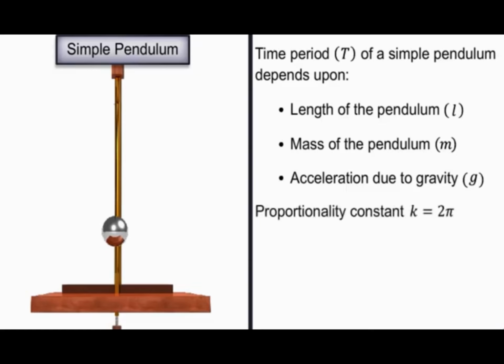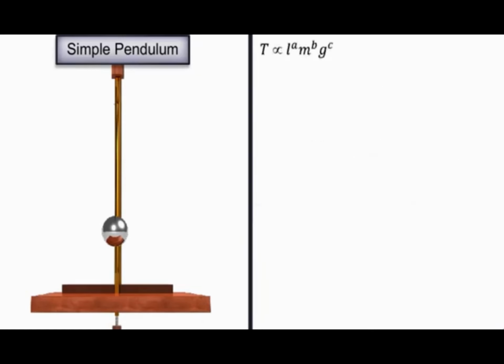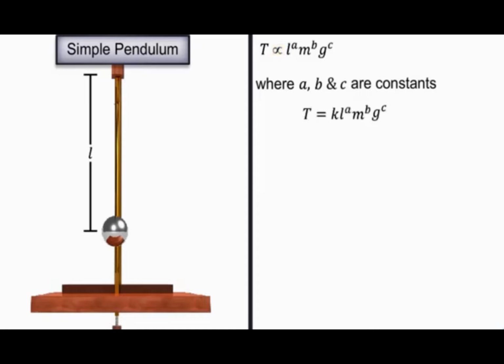We assume that the time period is proportional to L power A, M power B and g power C, where A, B and C are constants. Replacing the proportionality symbol, we get a constant k. Hence, the time period is equal to k into L power A, M power B, g power C.